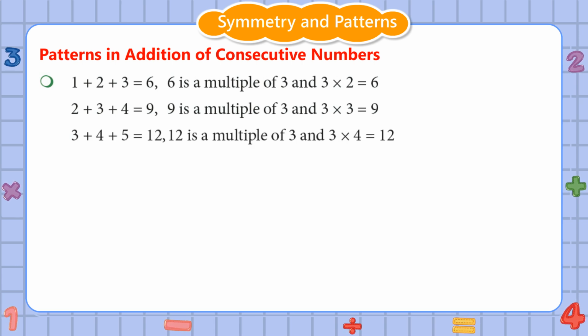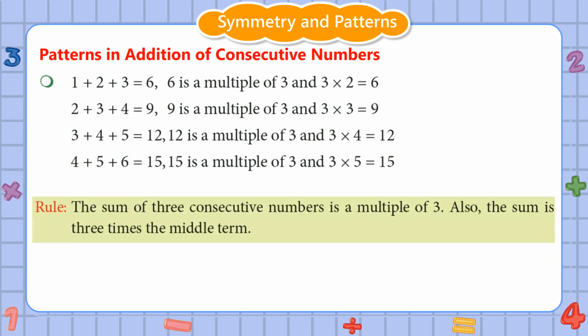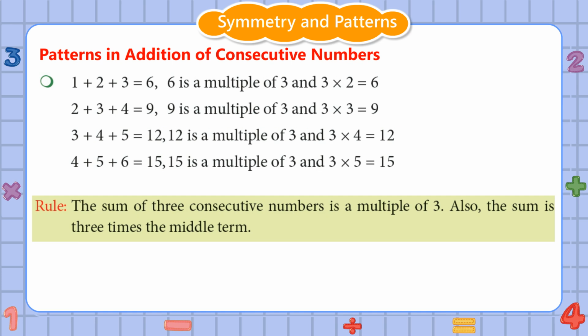3 plus 4 plus 5 is equal to 12. 12 is a multiple of 3 and 3 multiplied by 4 is equal to 12. 4 plus 5 plus 6 is equal to 15. 15 is a multiple of 3 and 3 multiplied by 5 is equal to 15. Rule: the sum of three consecutive numbers is a multiple of 3. Also, the sum is 3 times the middle term.